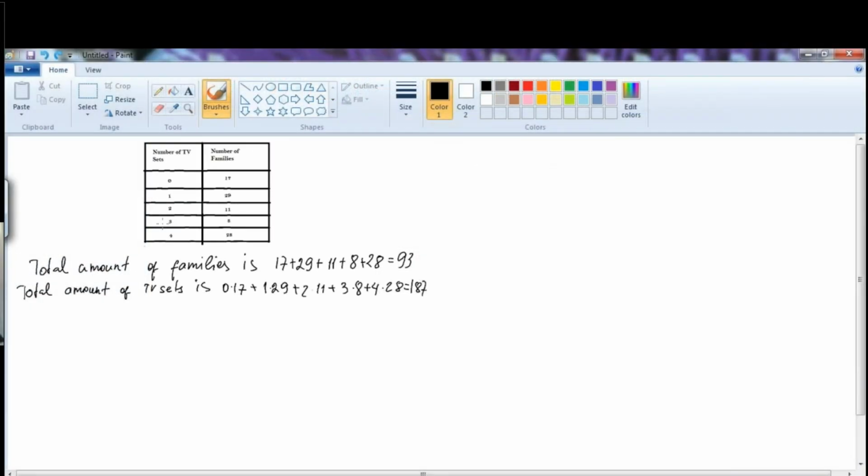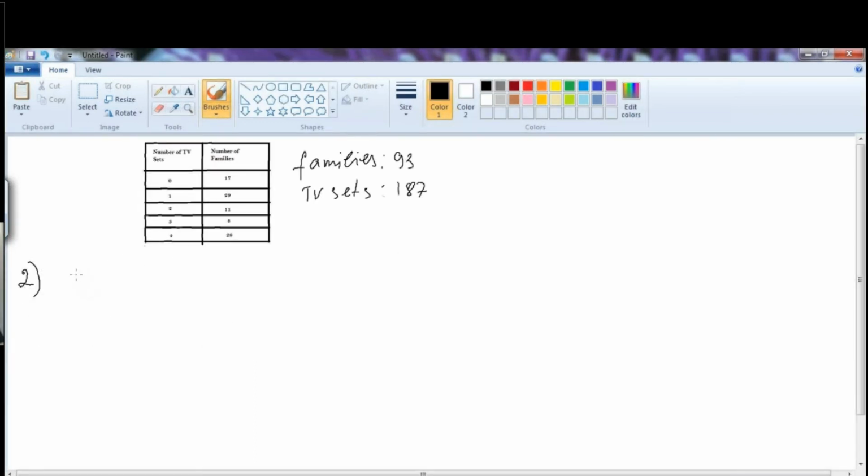187. Okay, so firstly we will find the average of TV sets per family. And in order to find the average, we should divide the number of all the TV sets, which is 187, by the number of the families, which is 93. And we will get 2.01. Now for the median, we divide the number of families, which is 93, by 2, and we will get 46.5.